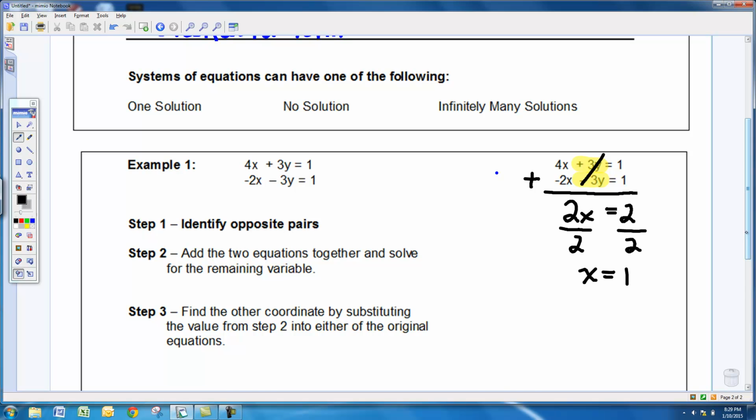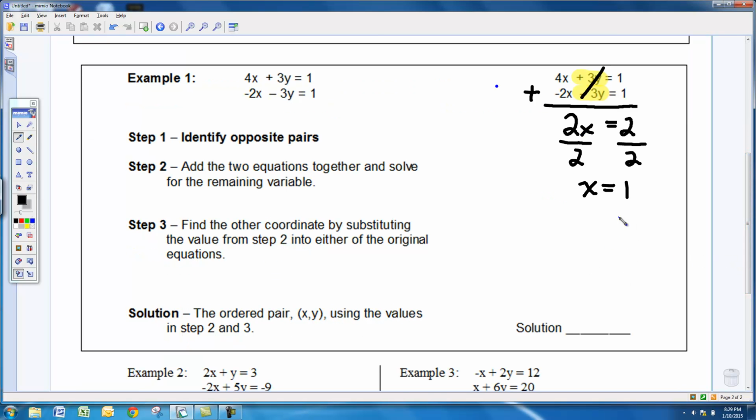So now that we know that x equals 1, we can find out the value of y by plugging in x to one of the equations up top. So I'm going to choose the first equation, and I'm going to replace the x with 1. So 4 times 1 plus 3y equals 1. Now we have an equation with only y in it, and we can solve this equation for y.